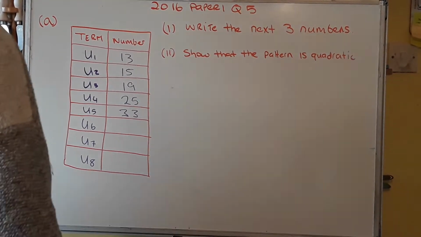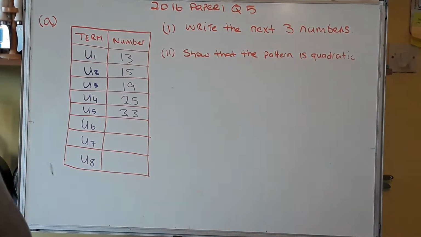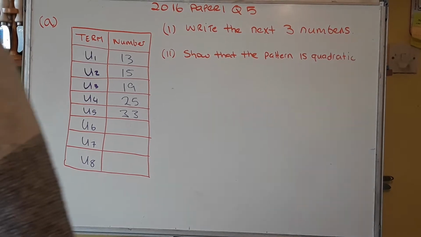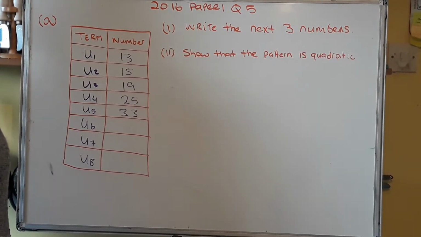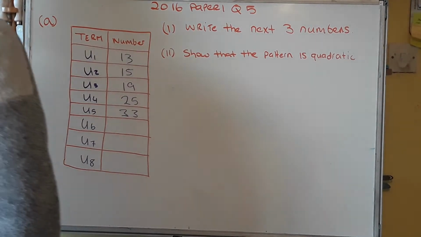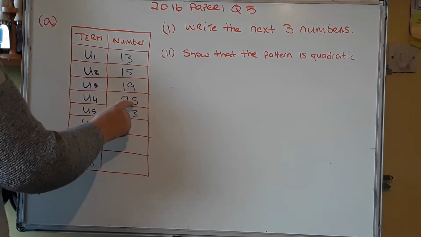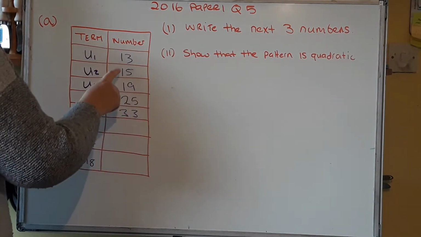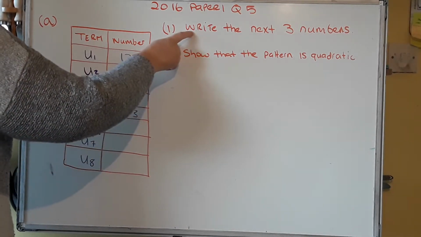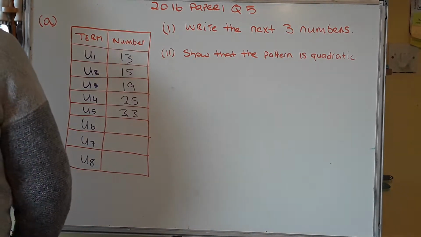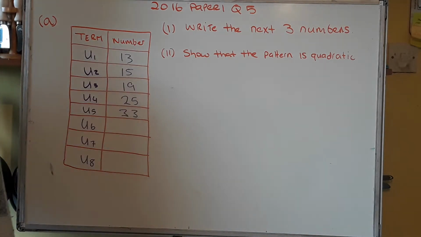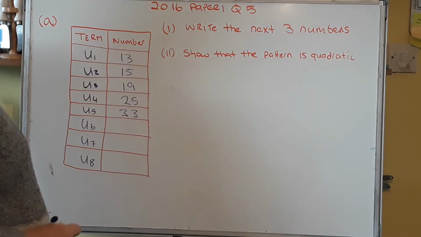Okay, so this is the 2016 paper, question paper 1, question 5. And it says the first 5 numbers in a pattern are given on the table below. Follow the pattern in the table above, this one, and write the next 3 numbers. So pause the video, have a go at that, and then come back to us for the solution.